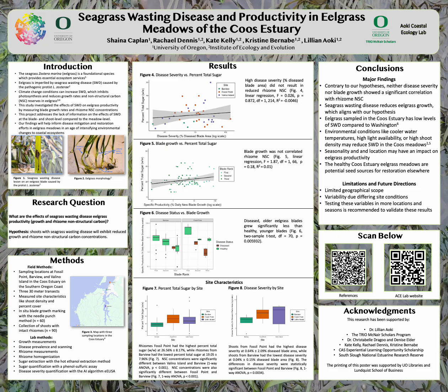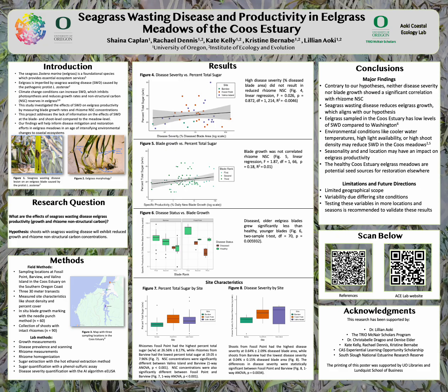For my research project, I've been studying seagrass wasting disease and productivity in eelgrass meadows of the Coos Estuary. The seagrass Zostera marina, or eelgrass, is an intertidal and subtidal species of seagrass. We care about seagrass because it provides essential ecosystem services to coastal environments, including nutrient cycling, primary productivity, and habitat provision for marine life, including economically important organisms like shellfish.